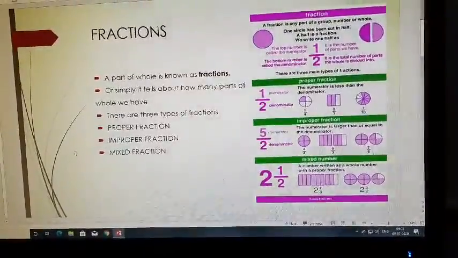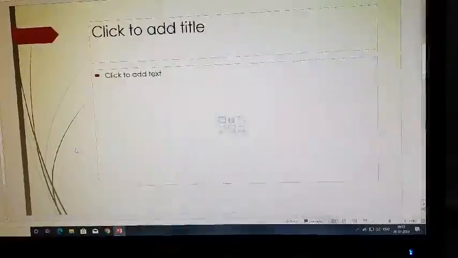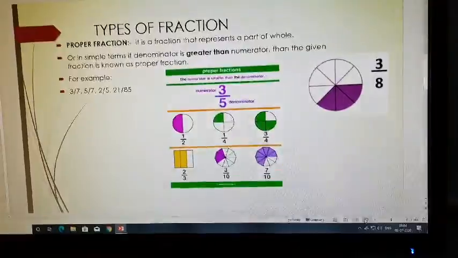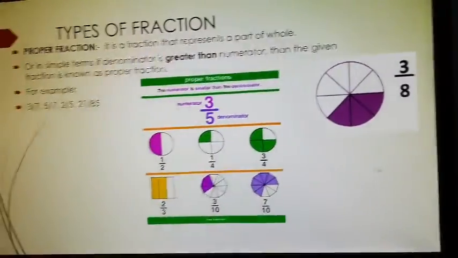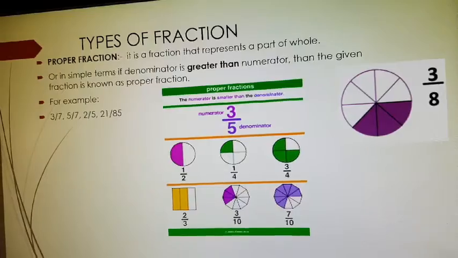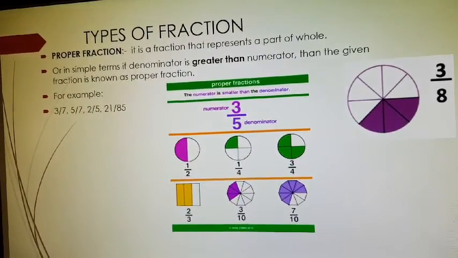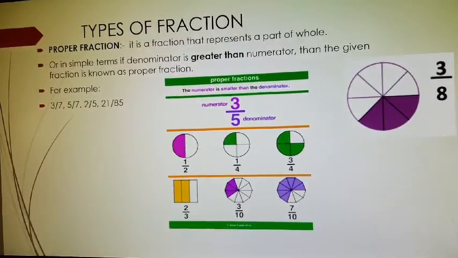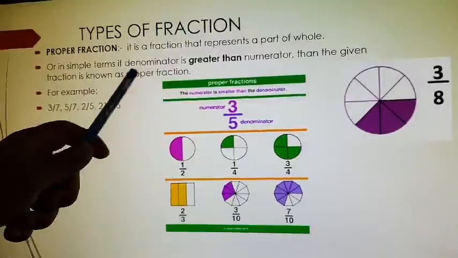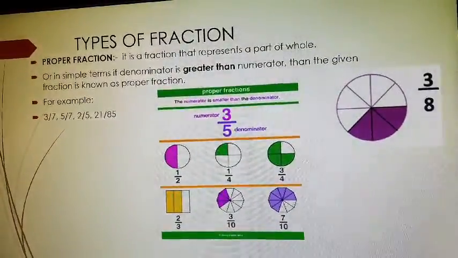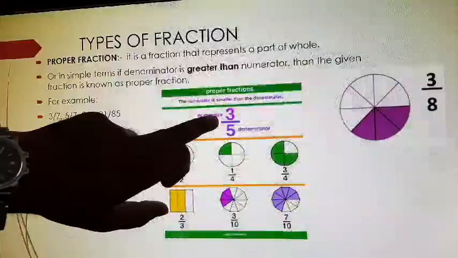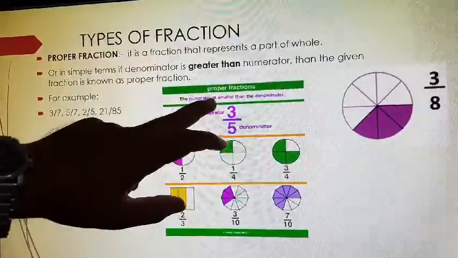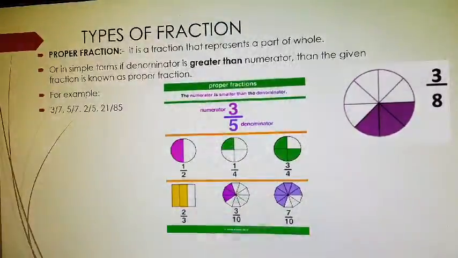The first type is the proper fraction. A proper fraction is simply the basic fraction that we know as the part of a whole. The main thing that we have to always remember about the proper fraction is that the denominator is always greater than the numerator. What does it mean? The number that is above is always less than the number that is below. The numerator is always less than the denominator.